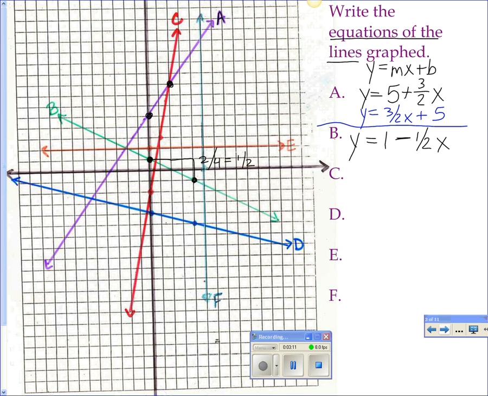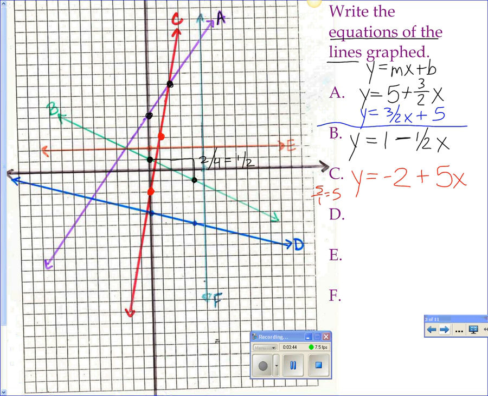All right, line C is in red, and its y-intercept is right here. That's negative 2. So y equals negative 2. Line C is going up, so it's going to have a positive slope. Pick 2 points and do rise over run. So up 1, 2, 3, 4, 5. I'm counting the blocks over 1. 5 over 1 is just 5. So negative 2 plus 5x.